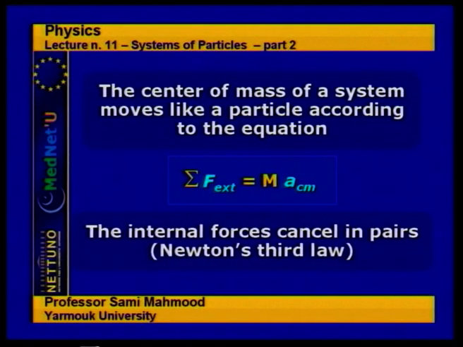Now, we said that in this equation, we only consider the external forces acting on the system. But we know that we have forces of interaction between the various members of the system, the various particles of the system. Those are internal forces, as we said. Why are we not taking these internal forces into consideration in this equation? Where did these forces go?